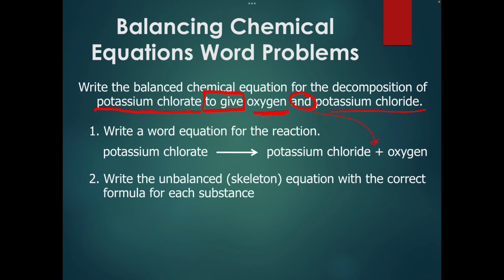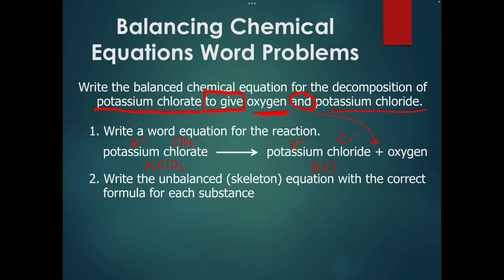Potassium chlorate is an ionic compound. Potassium's a metal, chlorate is a polyatomic ion. So we have K+ and ClO3-. So we have a 1+ and a 1-. Those directly cancel out, so we're just going to put them together. Potassium chloride is also an ionic compound because it's a metal and a nonmetal. So potassium's K+, Cl is 1-, so we get KCl.